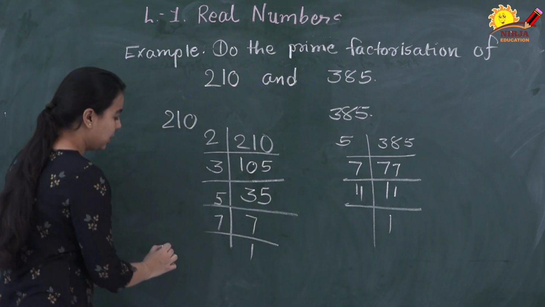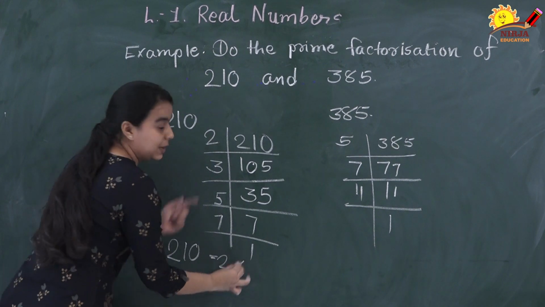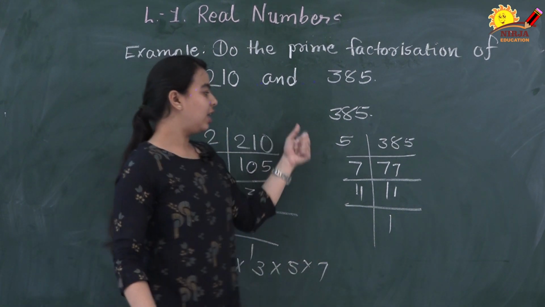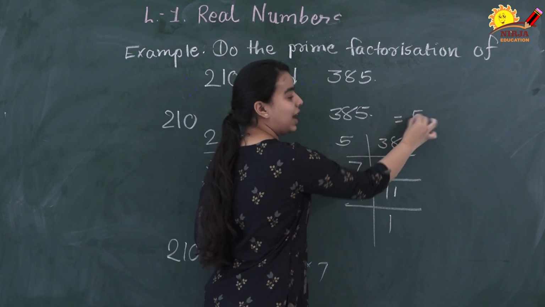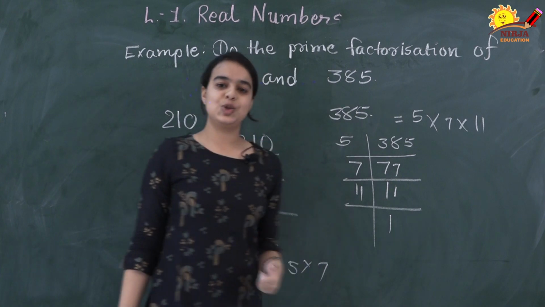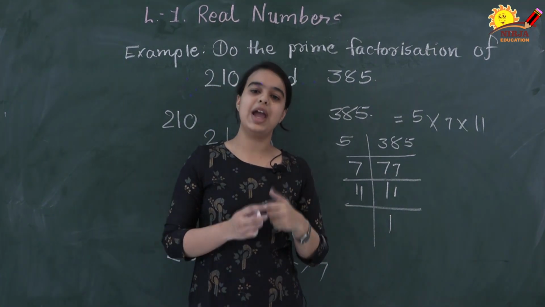So I got the prime factorization of 210: 2 multiplied by 3 multiplied by 5 multiplied by 7. Here I got 5 multiplied by 7 multiplied by 11. So my dear students, this way you can find the prime factorization of any integer.